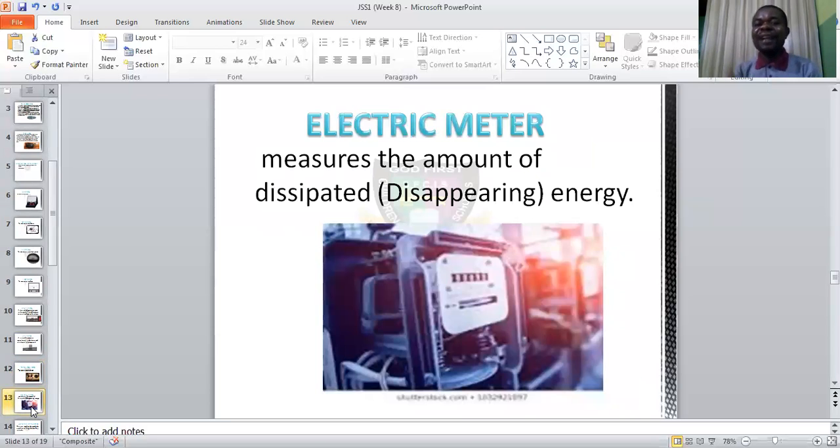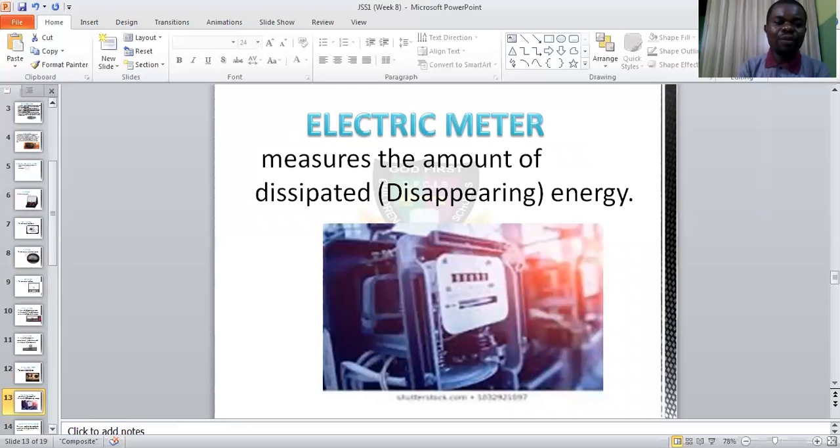That's the electric meter. This one measures the amount of dissipated energy, or energy that was there that is trying to go. That's what we mean by dissipation, and that's trying to fade out. Yes, that's what we mean by dissipated energy. It is used to measure that amount. This is the electric meter that you are seeing here.